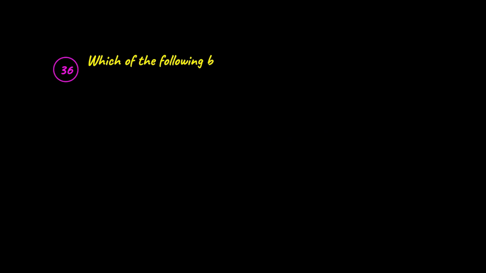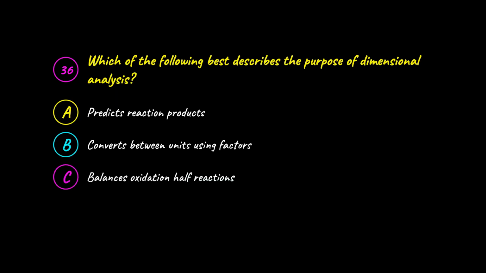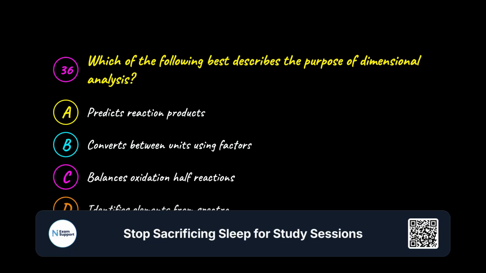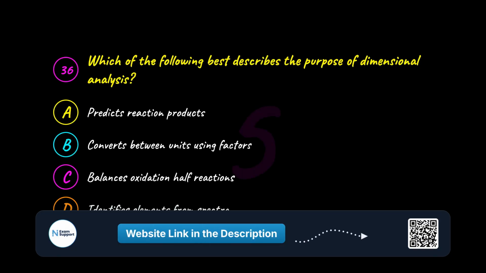Question 36. Which of the following best describes the purpose of dimensional analysis? Your options are: A. Predicts reaction products. B. Converts between units using factors. C. Balances oxidation half reactions. D. Identifies elements from spectra. What's your answer? Commit to one before I continue.